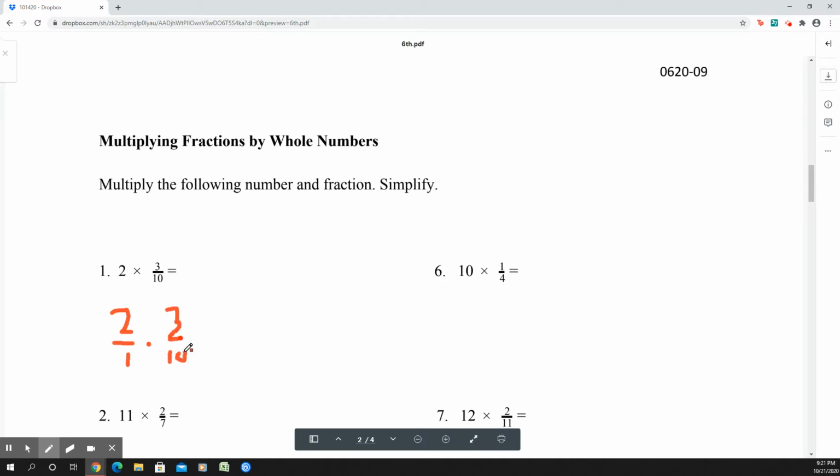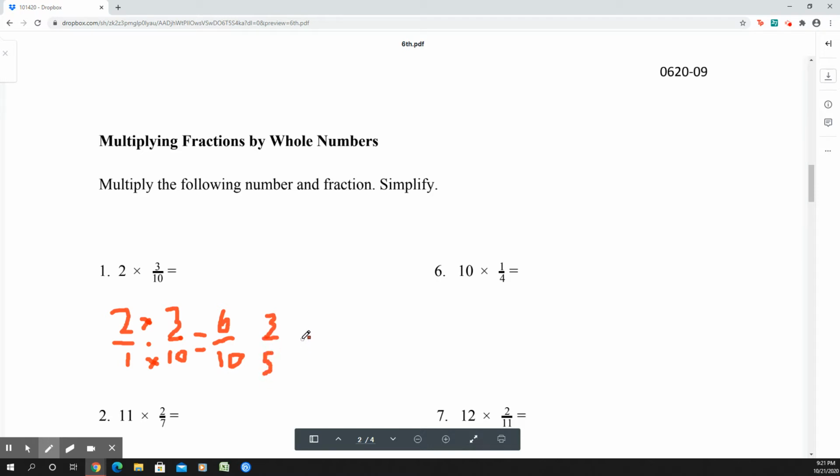And when you're multiplying fractions, what you want to do is you multiply the denominators and you multiply the numerators. So 2 times 3 is 6, and 1 times 10 is 10. And then you simplify to get 3/5.